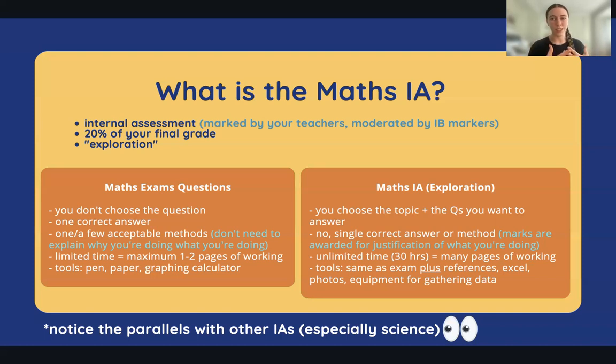So then I shifted to this. So that's a similarity as well between the maths IA and the science IAs, is that the markers are far more concerned with your thinking, how you're justifying the things that you're doing, as opposed to being concerned with you getting the correct answer or one specific answer that they're looking for. So that's an overview of the maths IA.